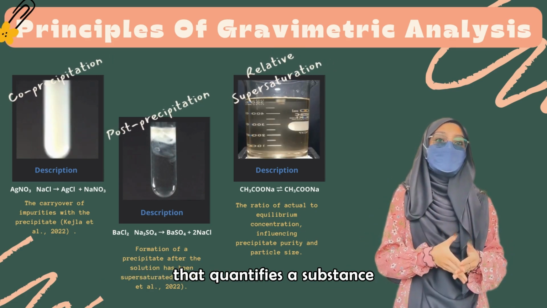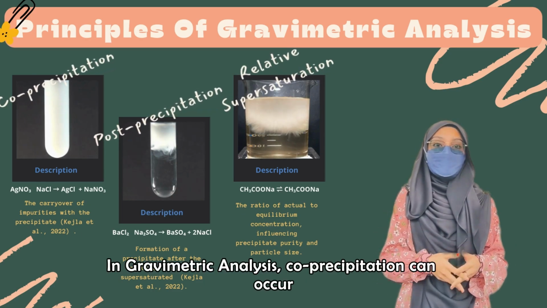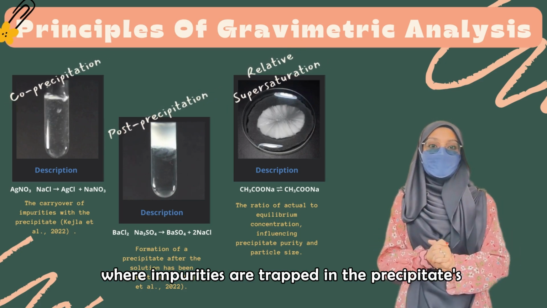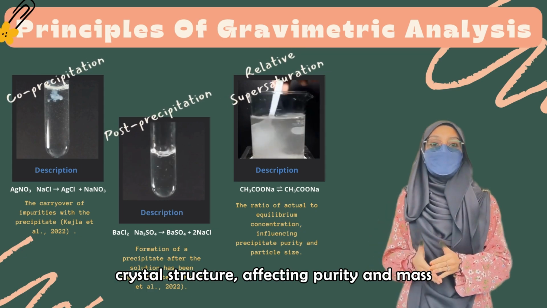Today I will discuss the principles of gravimetric analysis, which is an analytical method that quantifies a substance by its mass. In gravimetric analysis, co-precipitation can occur where impurities are trapped in the precipitate's crystal structure, affecting purity and mass.